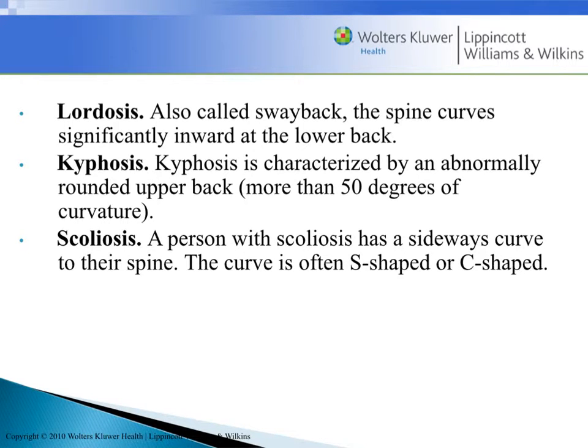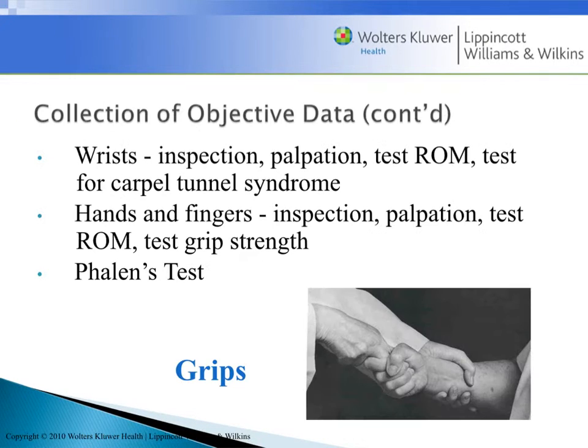Here's just definitions of what I just went over in case you need further clarification. Then you can move into the arms. So again, we're looking at their wrists. Things you might look for would be something like carpal tunnel and the Phalen's test.